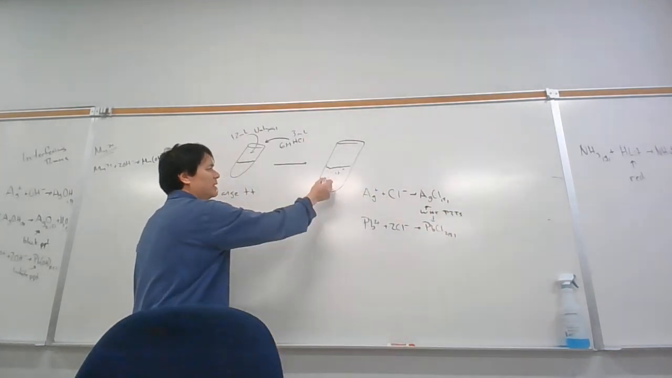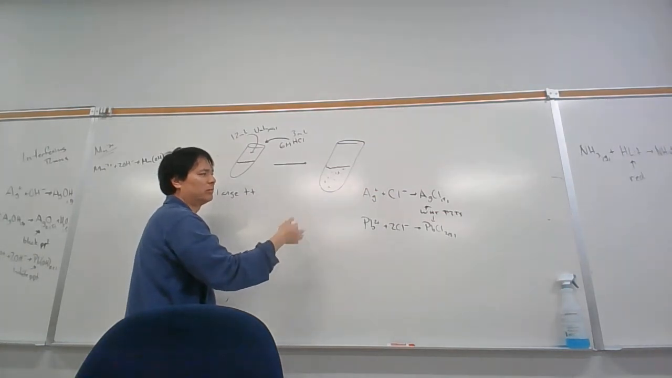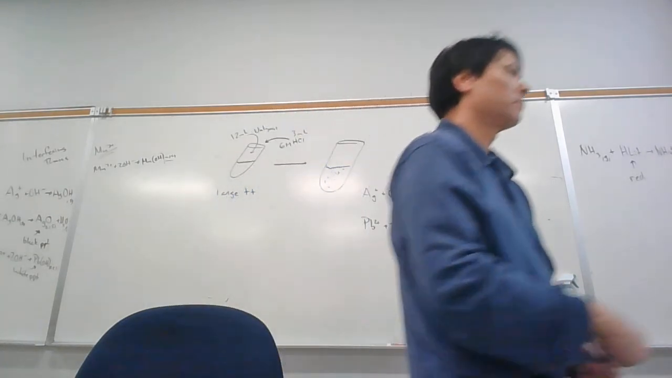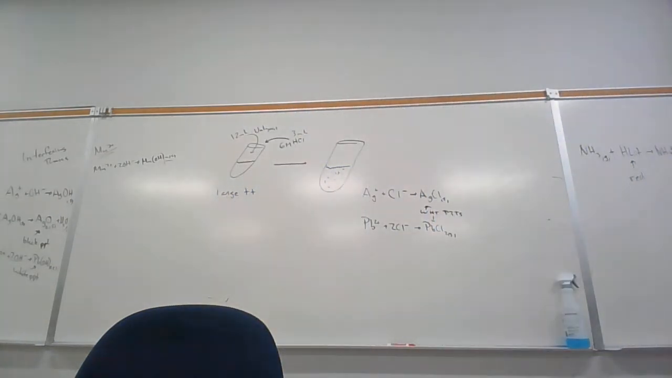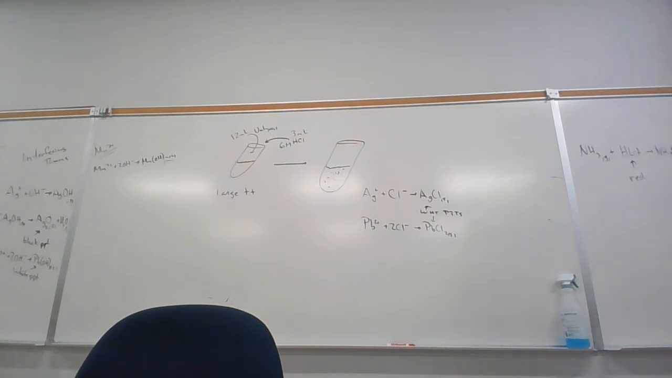If we get a white precipitate, it could be silver chloride, it could be lead 2 chloride, or it could be both, a mixture of silver chloride and lead 2 chloride. This step is called the precipitation step, and it's what we're doing to separate the silver and the lead from everything else.